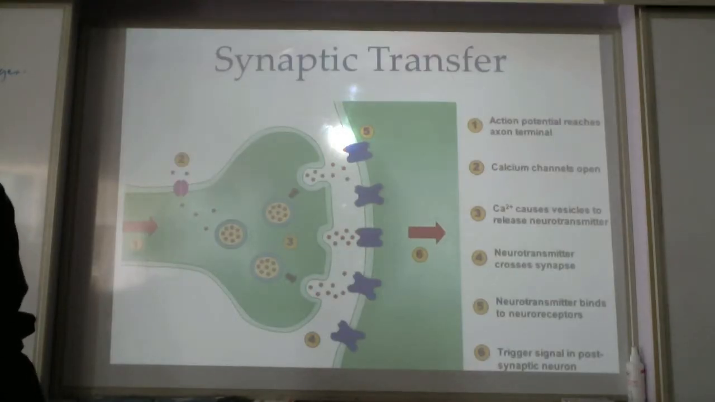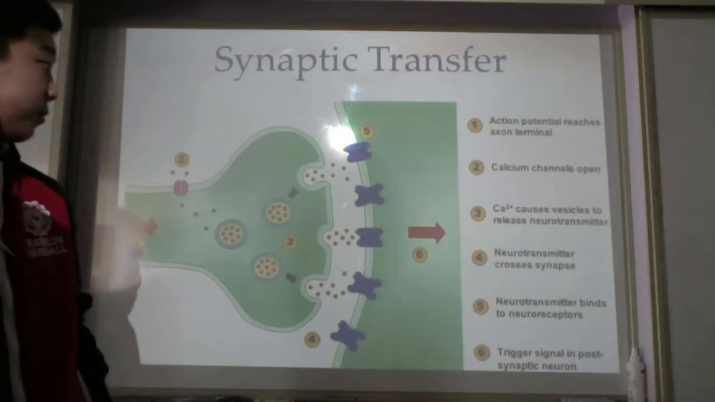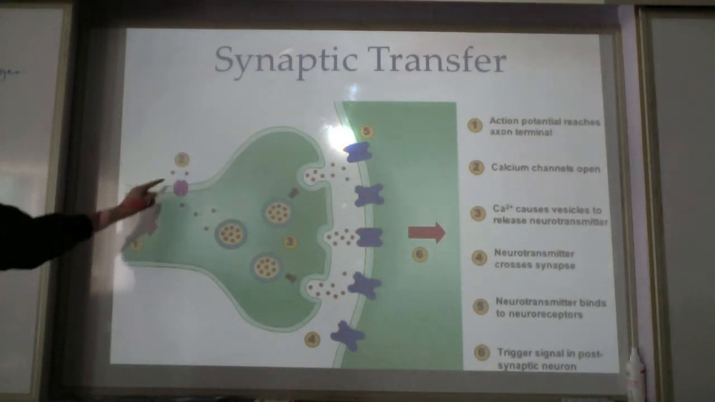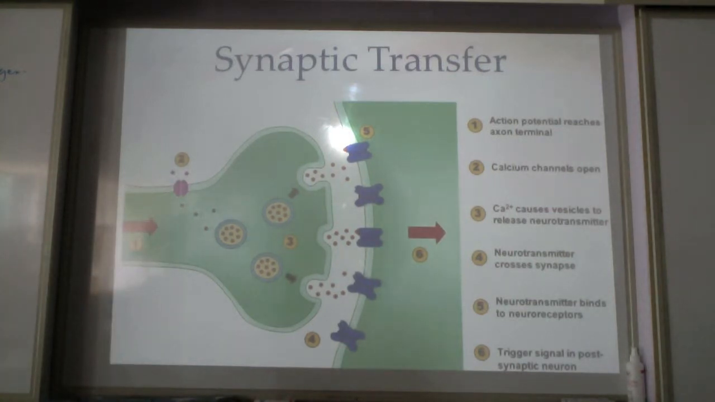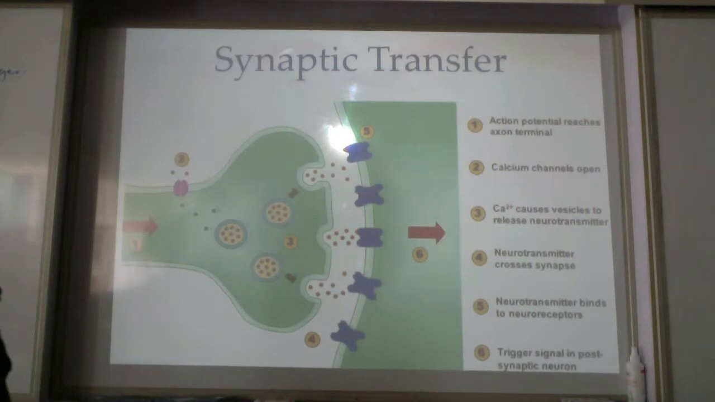So when the action potential reaches the axon terminal, it triggers the opening of voltage-gated calcium channels. So here it triggers the opening of these channels, and then the calcium ions diffuse into the cell and promote the fusion of vesicles. So vesicles form around the neurotransmitters.